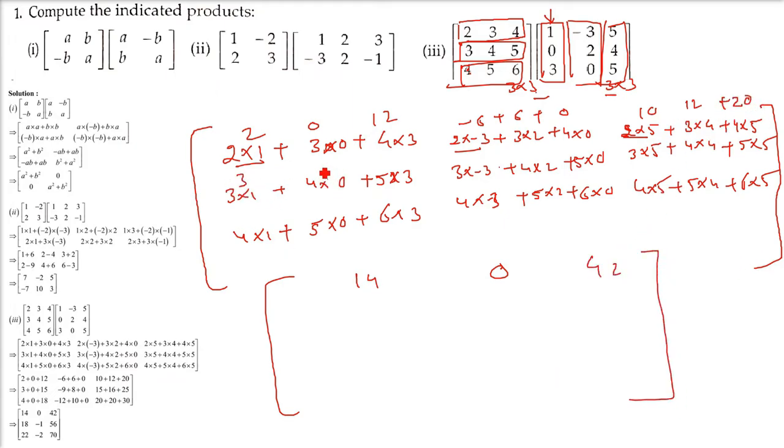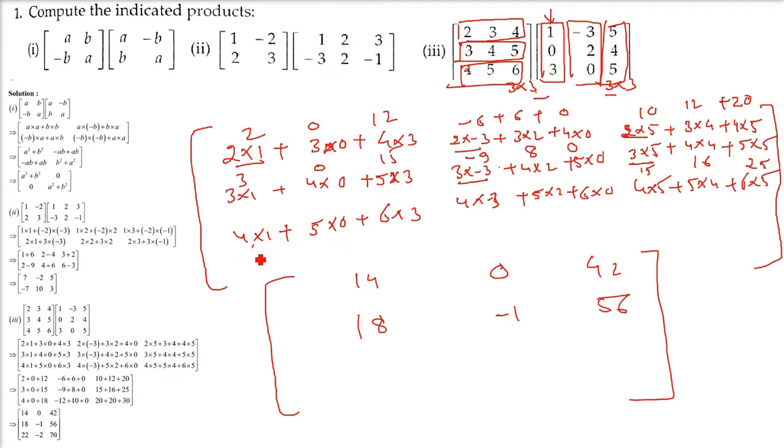3, this is 0, this is 15. This is going to be 18. This is minus 9, this is 8, this is 0. 8 minus 9 is negative 1. 15, 16, and 25. So what do you get? This is going to be 56.